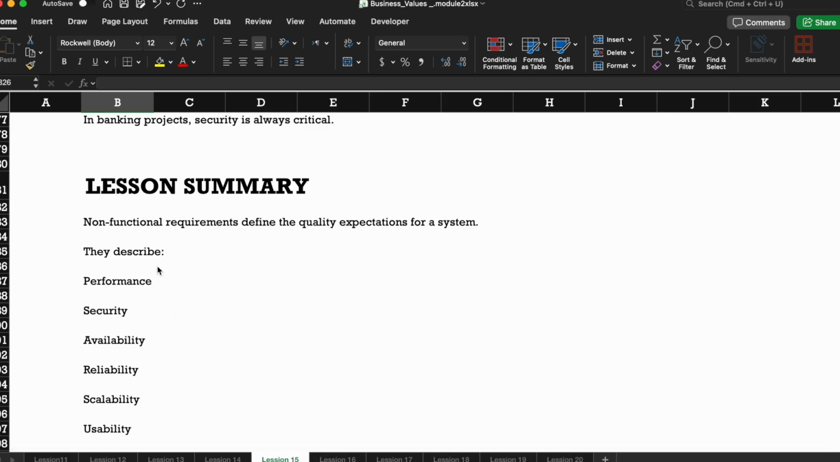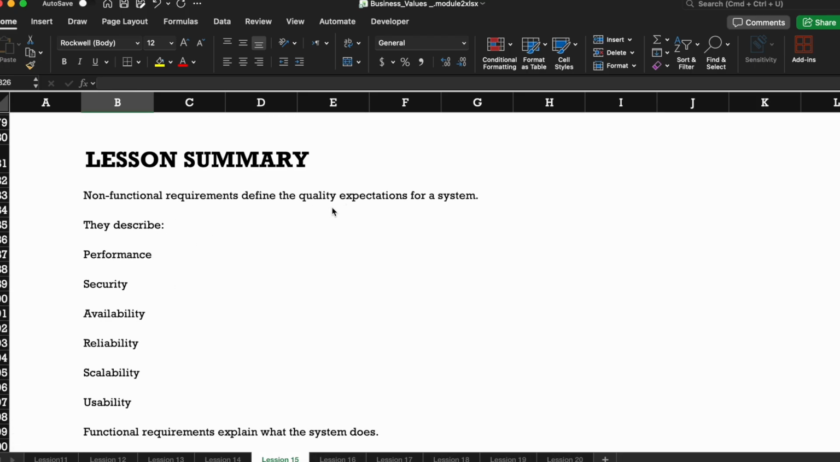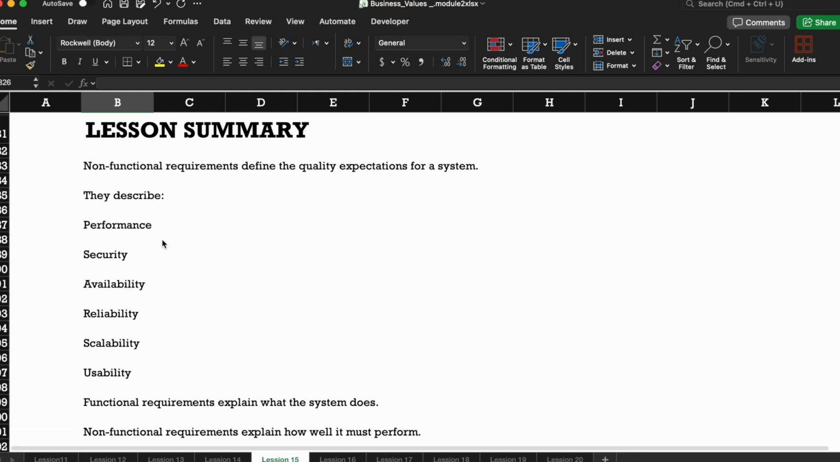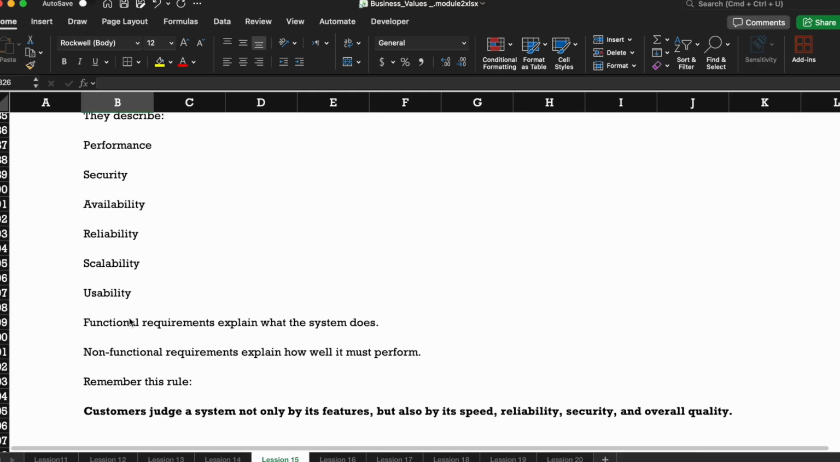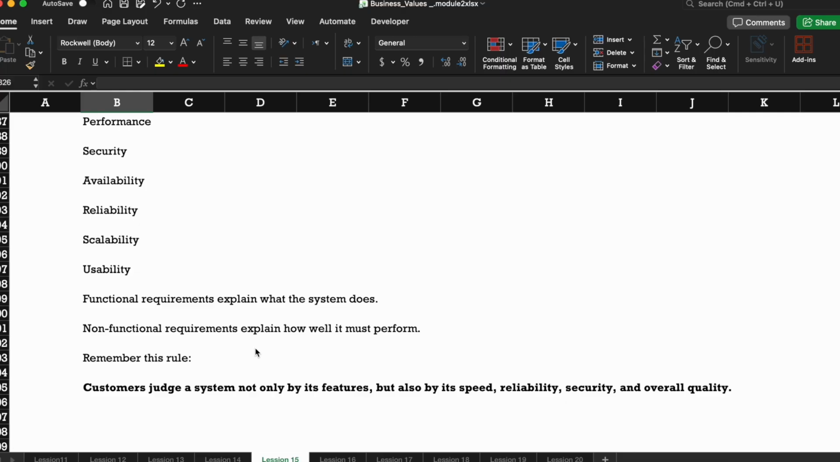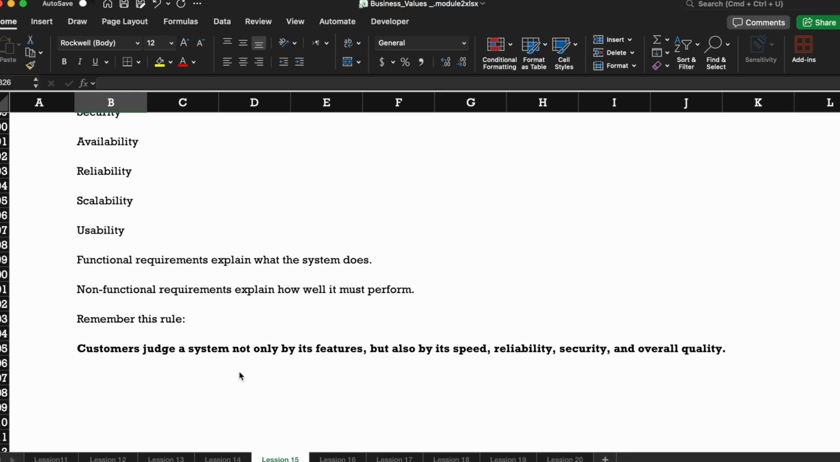Lesson summary: non-functional requirements define the quality expectations for a system. They describe performance, security, availability, reliability, scalability, usability. Functional requirements explain what the system does. Non-functional requirements explain how well it must perform. Remember this rule: customers judge a system not only by its features but also by the speed, reliability, security and overall quality, because similar features are available with multiple competitors, right? So if your system is slow and your competitor is one click away, the customer will go to your competitor. So handling non-functional requirements is very important to keep customers happy.